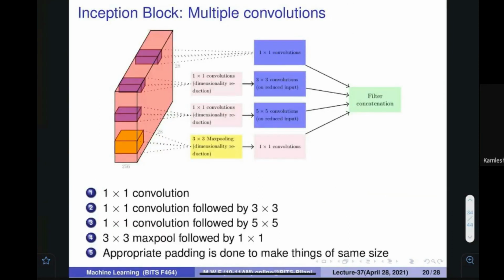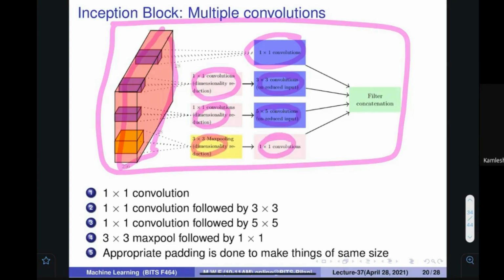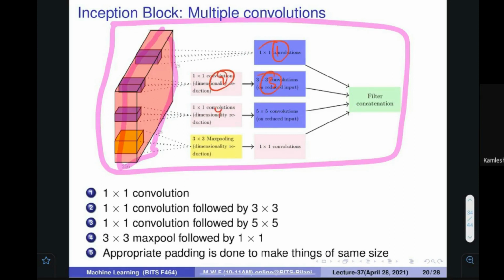So this is the diagram of one such setting. Very interesting to know that if this is the input, it is going to apply one cross one convolution, then three cross three convolution, one cross one convolution, then five cross five convolution, three cross three max pooling, then one cross one convolution, and then concatenation. So these are the values: the first thing, second thing, third thing, fourth thing, fifth thing, sixth thing, seventh thing, and then there is a concatenation of all these things. So these many operations are done, and this particular architecture, this particular arrangement is called what?